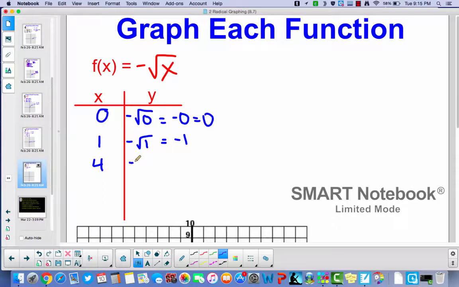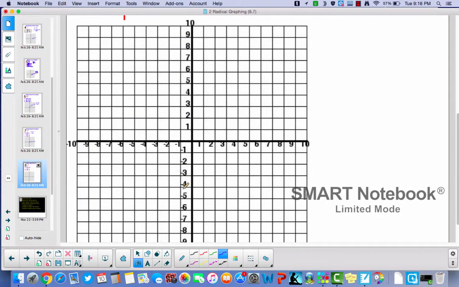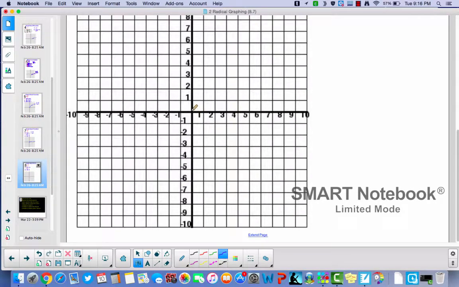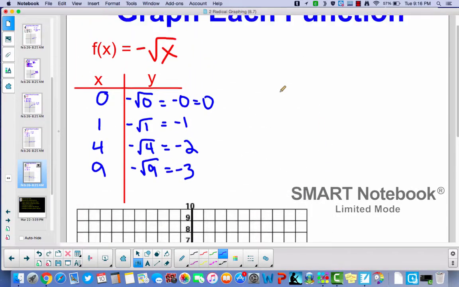If I put a 4 in, I've got the negative square root of 4. That gives me negative 2. If I put a 9 in, I get negative square root of 9. That equals negative 3. So what happens when I graph those? Well, I had 0, 0, but I had 1, negative 1. I had 4, negative 2, and I had 9, negative 3. It takes that curve and it reflects it over the x-axis.